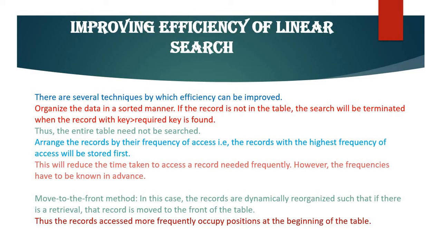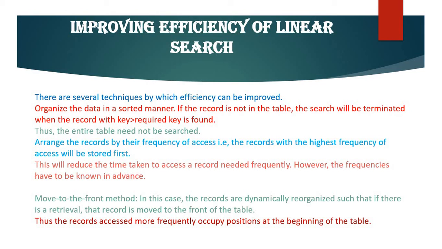Arrange the records by their frequency of access, that is, records with the highest frequency of access will be placed first. This will reduce the time taken to access the records needed frequently. However, the frequency has to be known in advance.